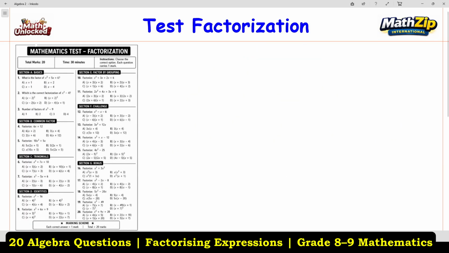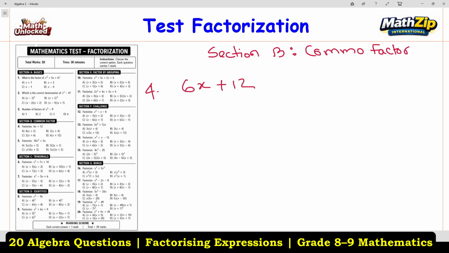Section B. What is Section B? Here is the common factor. Here are 2 questions, number 4. Already we have completed numbers 1 to 3. Factor 6x + 12. So what will be the answer?